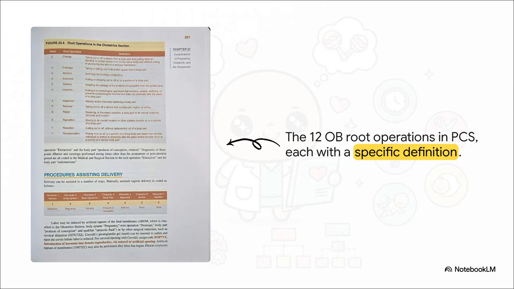And check this out. This is the official table of root operations just for obstetrics. You can see how every single term has a very precise definition. For example, delivery is defined as assisting the passage of the products of conception, but extraction is defined as pulling or stripping out the products of conception, often using instruments. See? The details really matter.